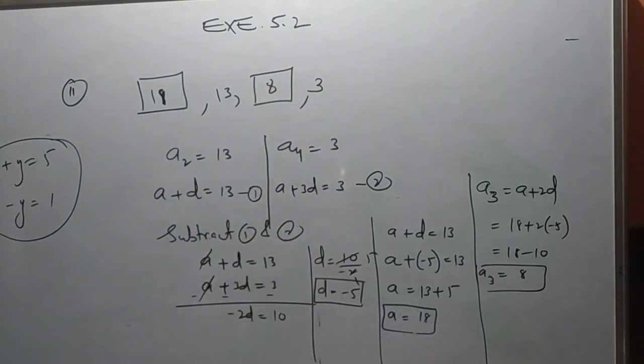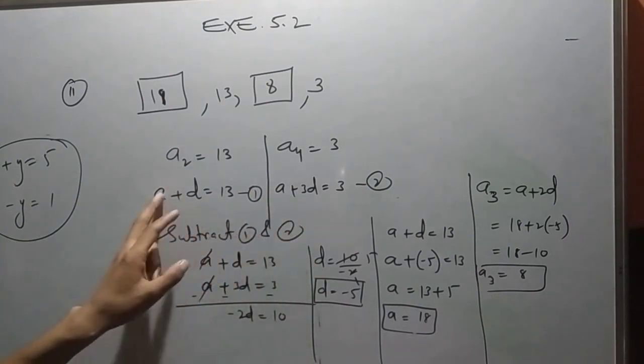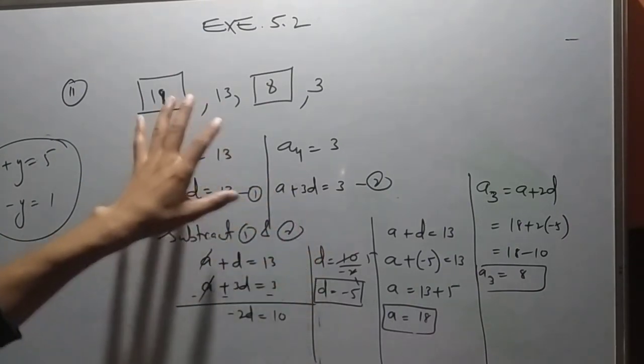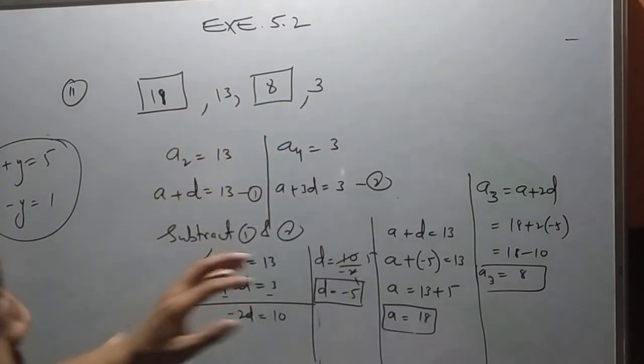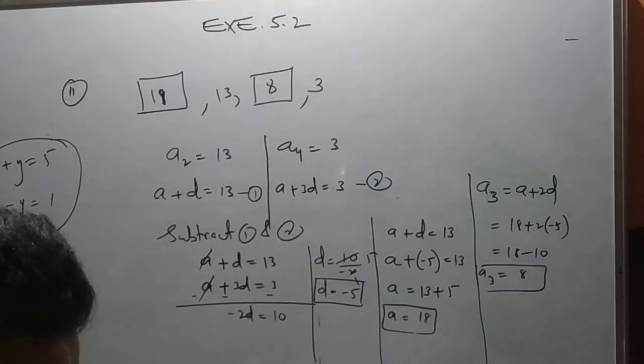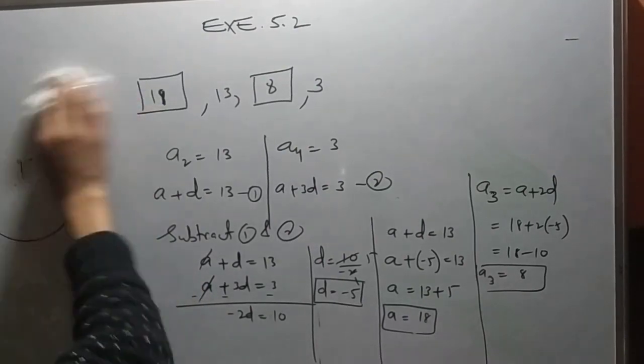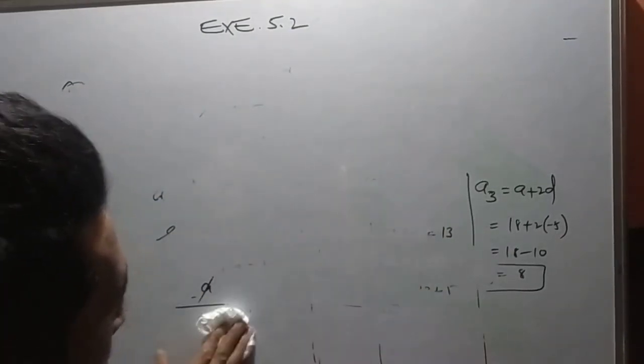So the question is about the nth term of an AP. We need two equations, and the elimination method is used to solve them. In this question, a and d are the unknowns, and from the terms given we form the equations and solve with the elimination method. So this is the nth term of AP, and it is all related to the formula.